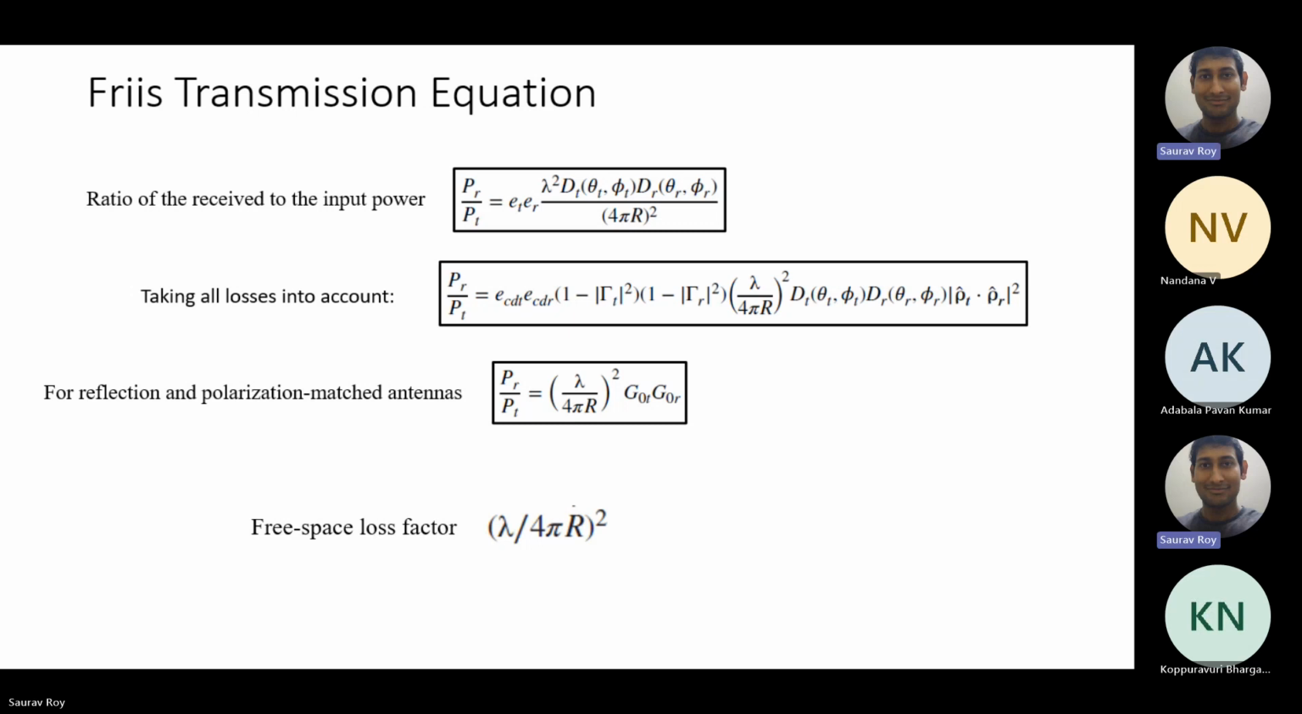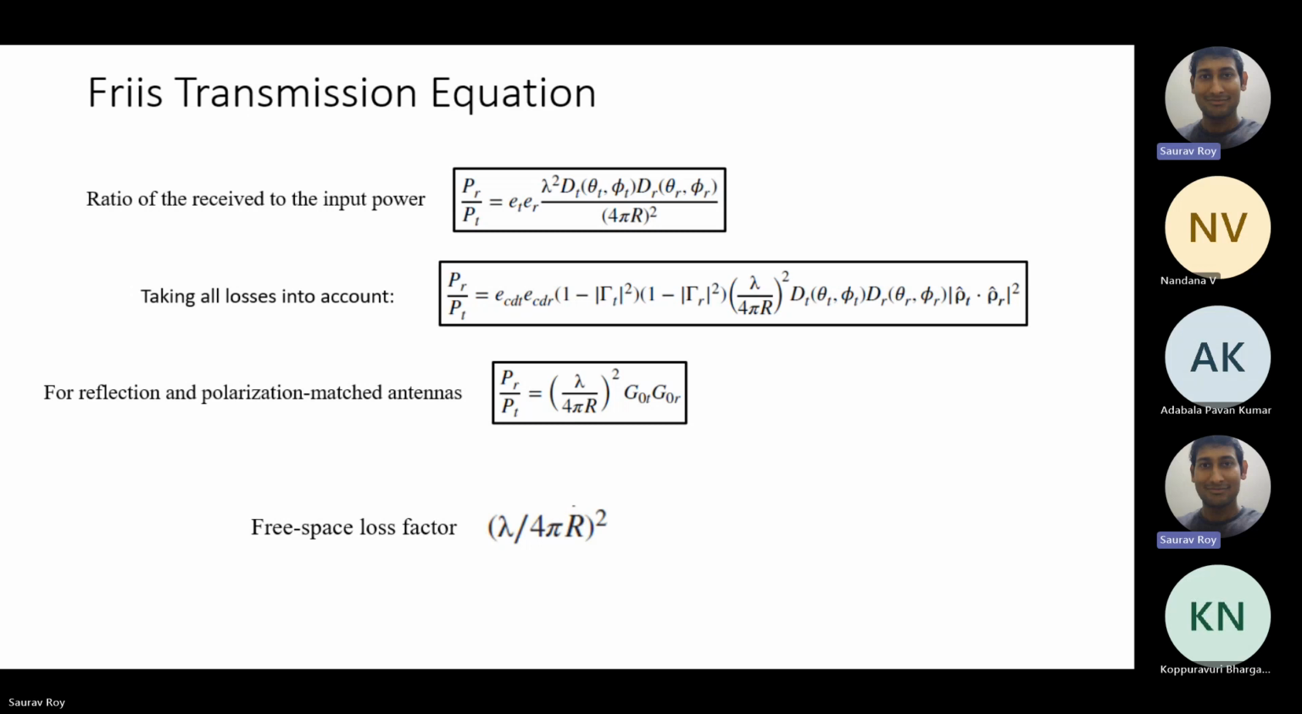And now it says for reflection and polarization matched antennas, the third equation gives you, this is the very generalized form, lambda by 4 pi R square, G naught T, G naught R. These are the gain of transmit and receive antenna. And this factor you must have come across, lambda by 4 pi R square, is called free space loss factor. In antenna theory and also in communication budget calculation, this is taken as how much will be lost in the space because of propagation.